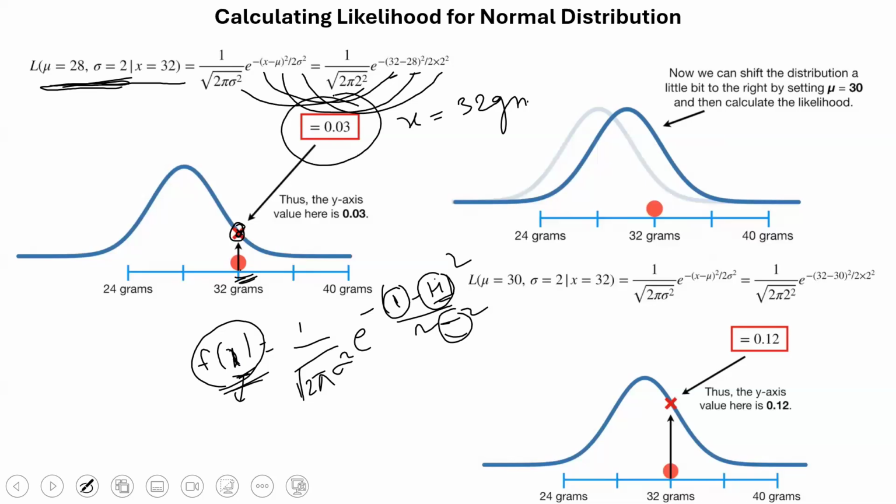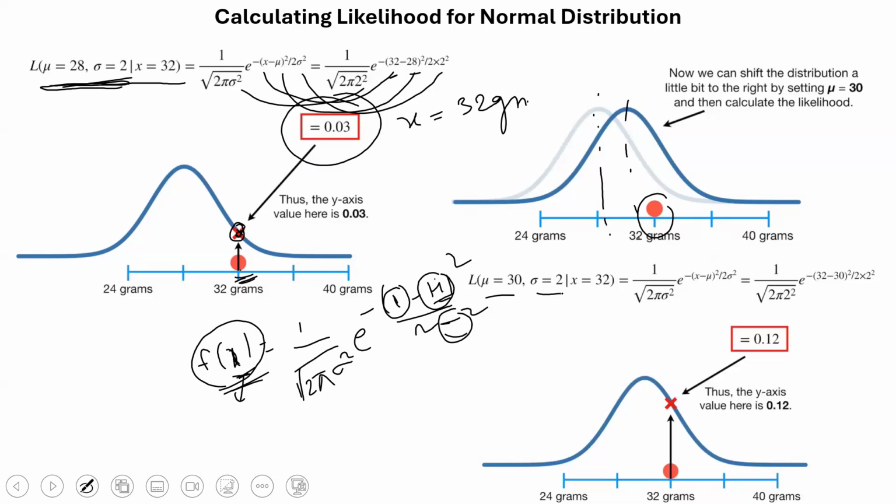Now you do a shift in the mean. The point remained the same, but the distribution got shifted a little to the right side. Earlier the mu was here, now it shifted to here. What is the updated mu value? It is 30. Standard deviation remains the same, because when you're calculating the maximum likelihood for the mu, you keep sigma constant and find the maximum likelihood value for the mu.